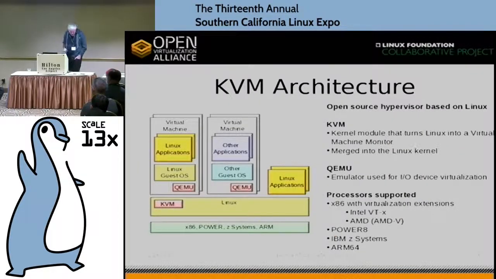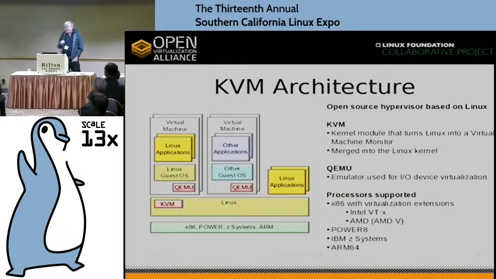So let's have a look at the KVM architecture. Let's start to dig down into how KVM works. KVM is an open source hypervisor that's based on Linux. The way it works is that there's a kernel module that plugs into the Linux kernel, and it turns Linux from an operating system into a hypervisor.